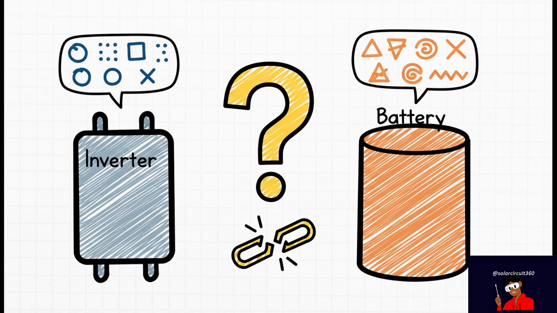And right here is our first huge failure point. If your inverter is set to speak CAN Bus, but your battery only understands RS485, they will never sync up. It's literally like trying to have a conversation where one person is speaking Spanish and the other is speaking Japanese. The wiring can be flawless, but if the protocols don't match in the settings menu, it's an absolute non-starter.